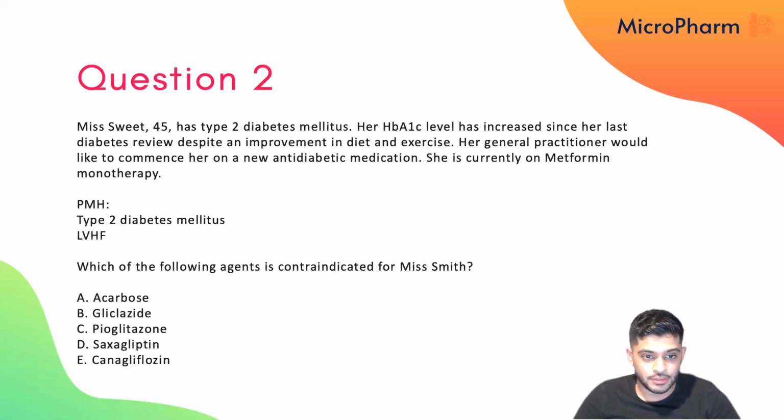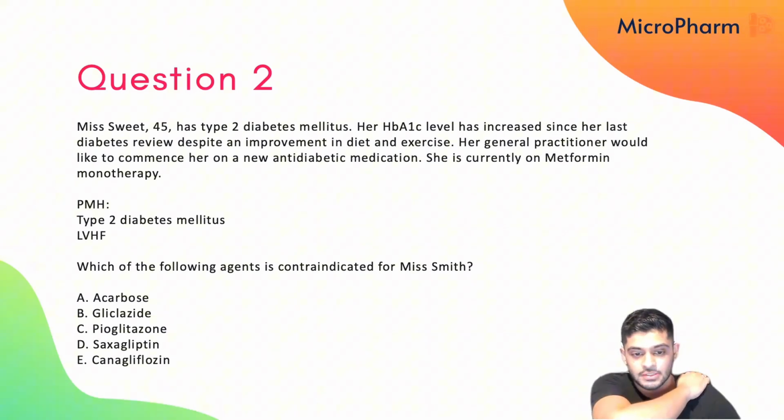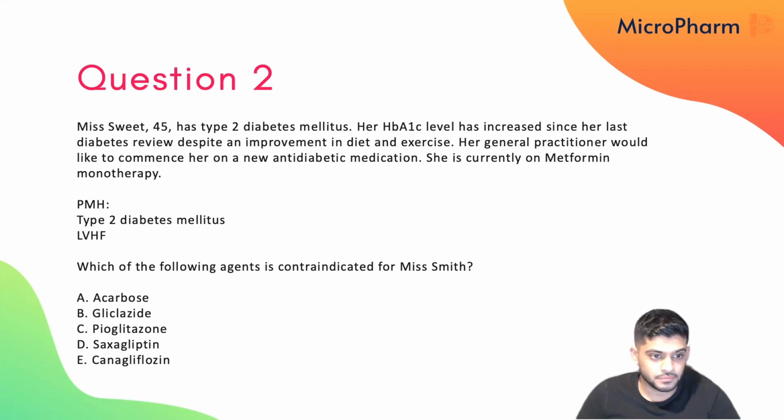The next question, Miss Sweet, 45 years old, is type 2 diabetic. Her HbA1c has increased since her last diabetes review. She's going to be commenced on new medication. She's currently on metformin alone. Her past medical history is as follows. Which of the following agents is contraindicated for Miss Sweet? Okay, let's share the answer.